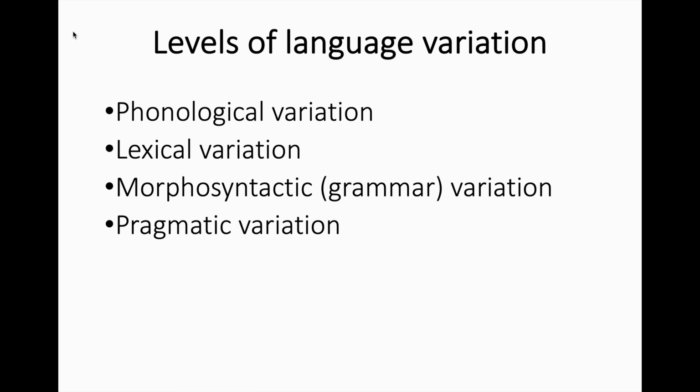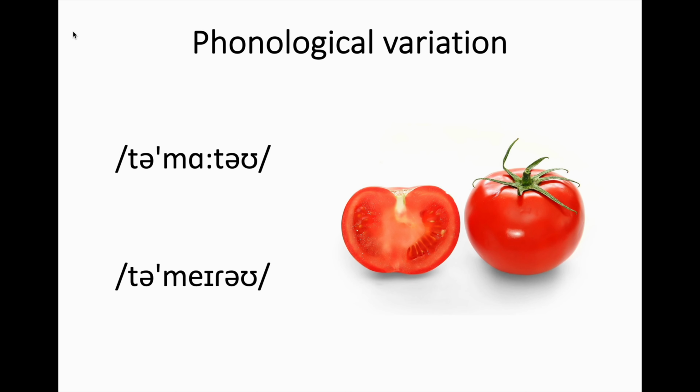For example, phonological variation involves changes at the level of sounds. One simple word may be pronounced differently in British and American Englishes. For example, the word denoting an edible red berry, that most people consider to be a vegetable, in Britain will be pronounced as tomato, and in the States as tomato.